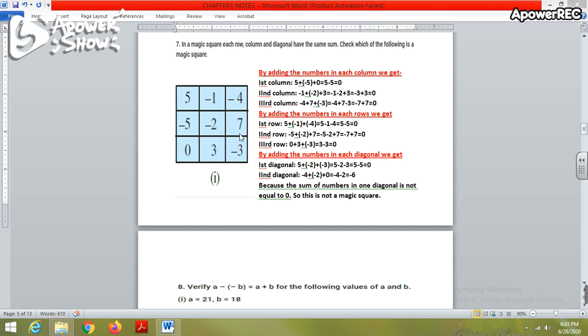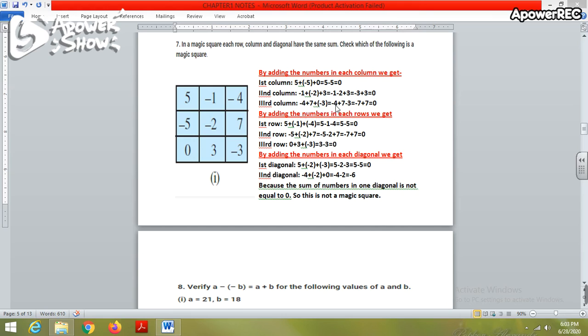Now let's move to the third column. So the sum of numbers in the third column equals minus 4 plus 7 plus minus 3, which is equal to minus 4 plus 7, and this will become minus 3. Now first add the numbers with negative sign.